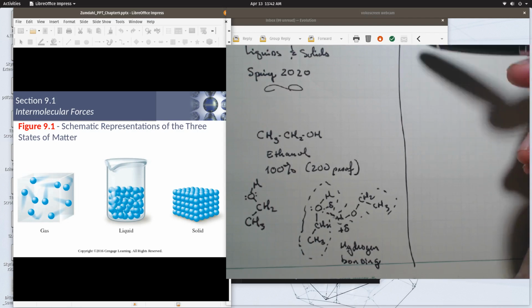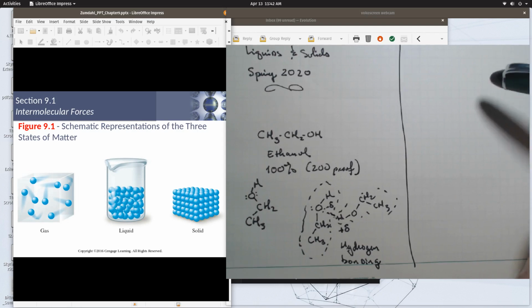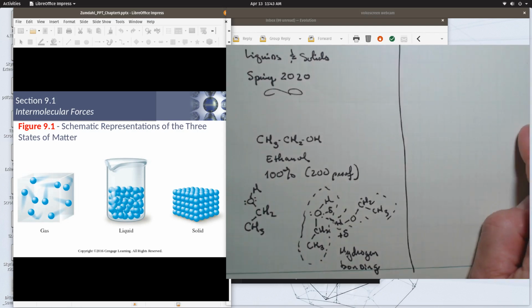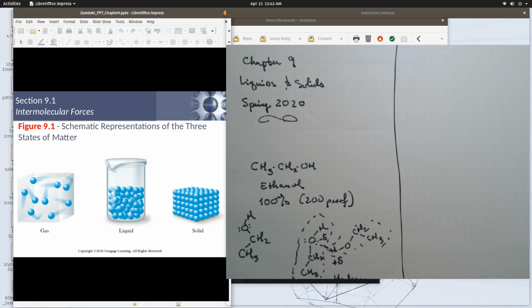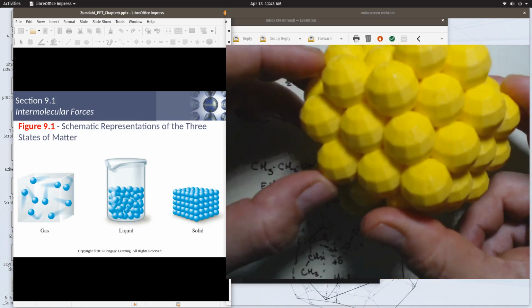A solid has perfect structure all the way through. If I look at a solid, it looks like a grid. If I look at the atomic ordering of a solid, in fact, here's a little cluster that I printed out.